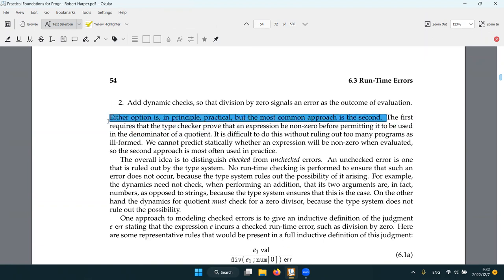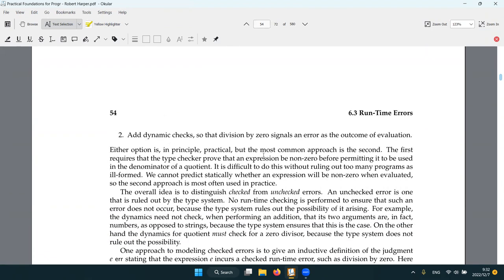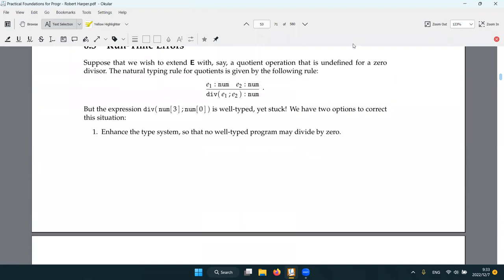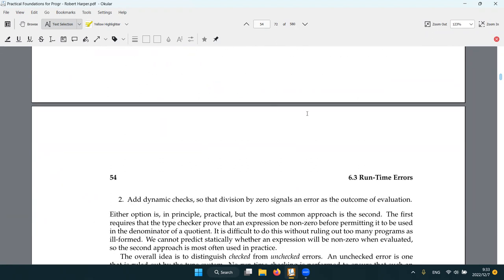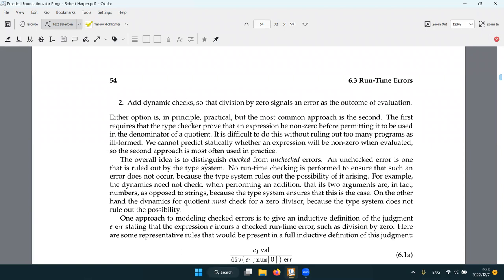Then it mentioned the first approach, where we're enhancing the type system, required the type checker to prove that an expression is non-zero before permitting it to be used in a denominator. And this is a really hard problem, especially with our current definition of number. If we need something like a natural number, then it's easier, but still it can easily rule out too many valid programs. And that's always a trade-off in type system design: how much power we want to put into the type system, because if it's too strict, then it can rule out too many good programs.